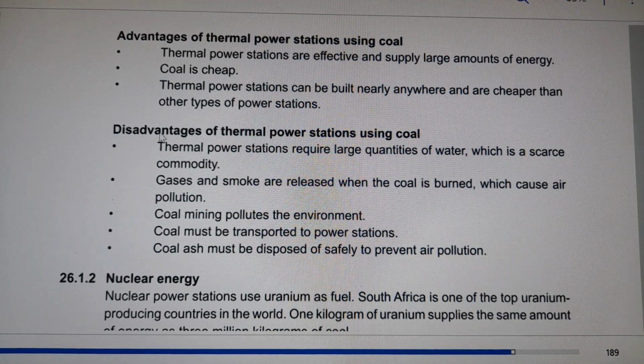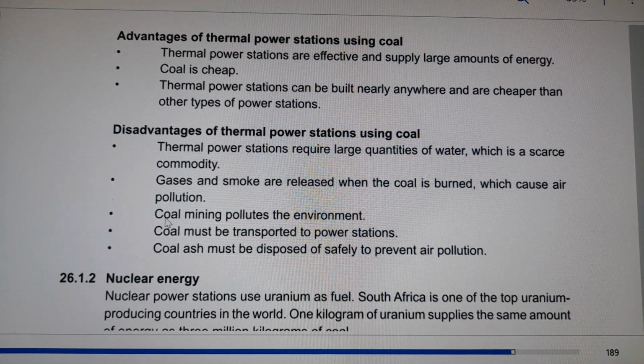The disadvantages of thermal power stations using coal is that they require large quantities of water. As you have seen, we use water a lot in the boiler, which is a scarce commodity or resource. Gases and smoke are released. Okay, the gas, you saw it in the cooling tower, and the smoke, you didn't see it, but it comes out on a smokestack, are released when coal is burnt, which cause air pollution.